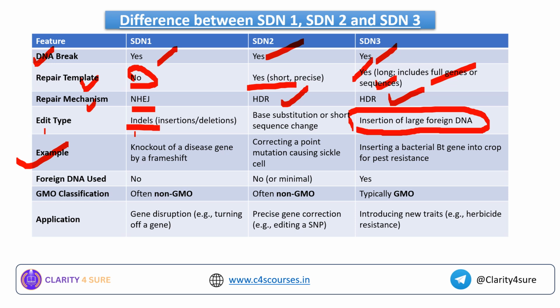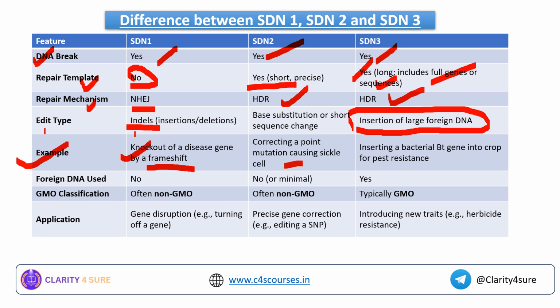And what is the example? See, what happens here when a gene is edited and the edit type is SDN1. In SDN1, it is actually a process of disabling or inactivating a specific gene in that particular sequence. So that is known as indels. What happens in these indels? It will cause a frame shift mutation or a premature stop codon. That means it will prevent the gene from producing a functional protein. So that protein will be eliminated from that particular DNA, so that the desired result will be achieved. It is known as a knockout of a disease gene by a frame shift mutation or a premature stop codon, which will eventually prevent a gene from producing a functional protein.